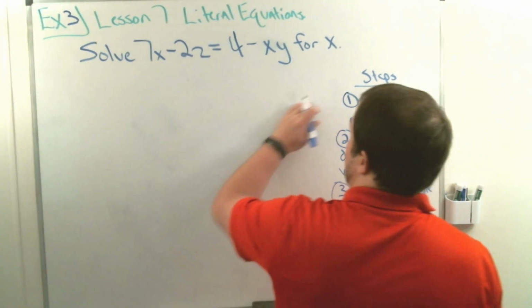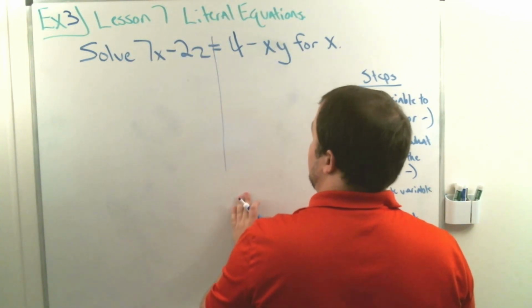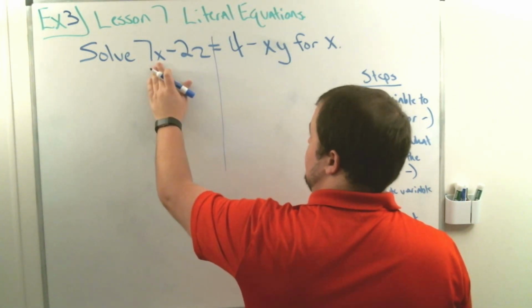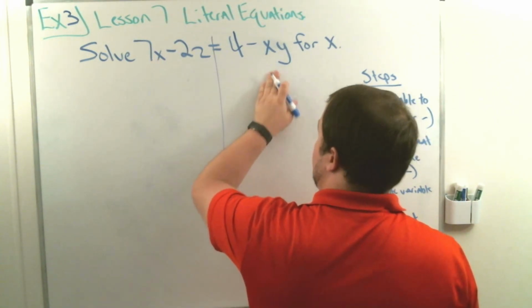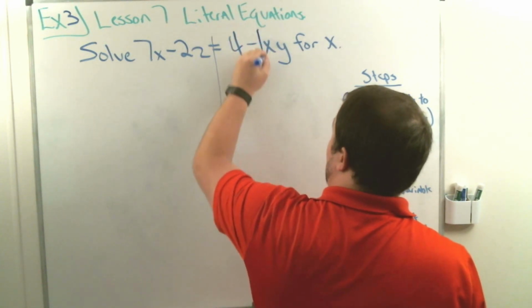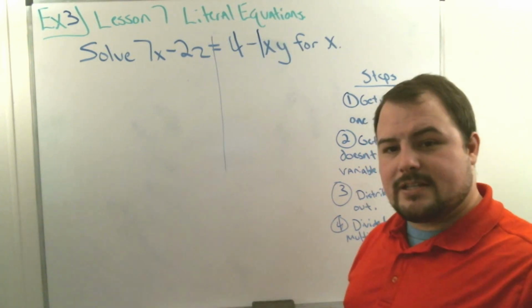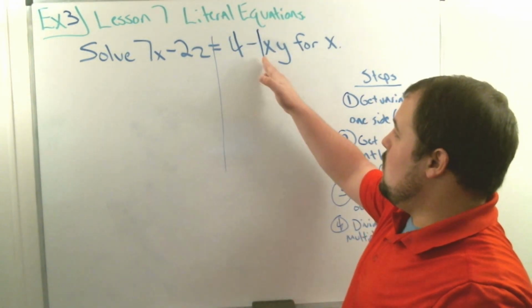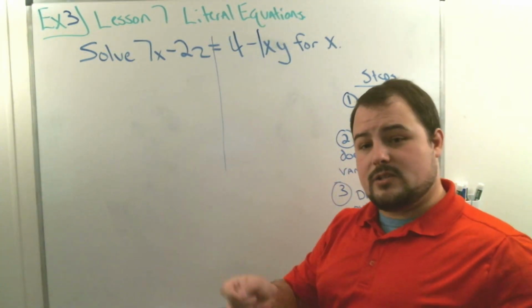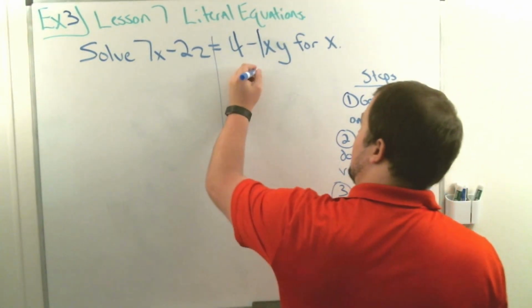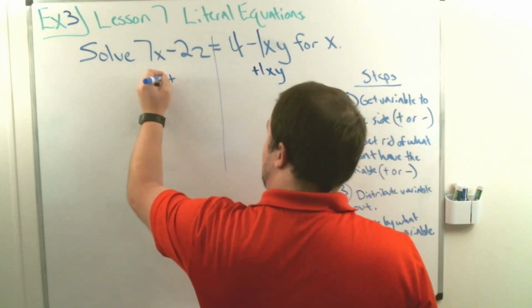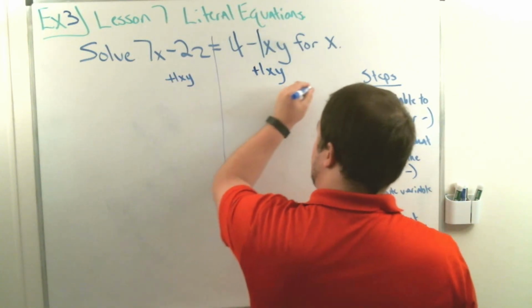So the first thing I'm going to do is draw a line through my equal sign. And I'm going to pick what side I want my variable to be on. Well, I have a bigger variable over here, so I'm going to move the smaller variable to the bigger variable. Since this is a negative, I'm going to put a 1 there just so I know what type of xy I have. I have a negative 1xy. So if I want to move that number, I'm going to do the opposite of minus 1xy, and I'm going to add 1xy. And if I add 1xy to one side, I'm going to add 1xy to the other side.